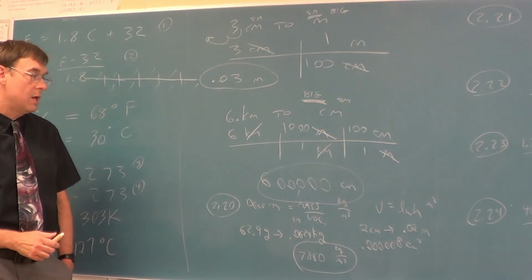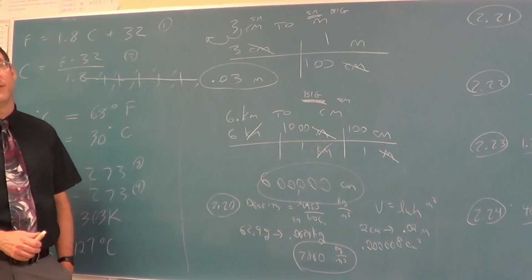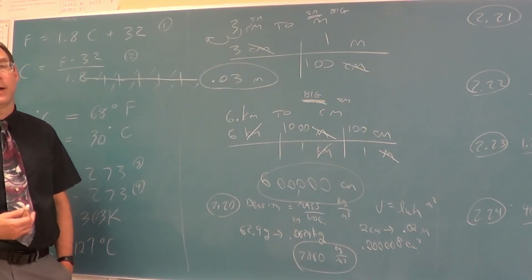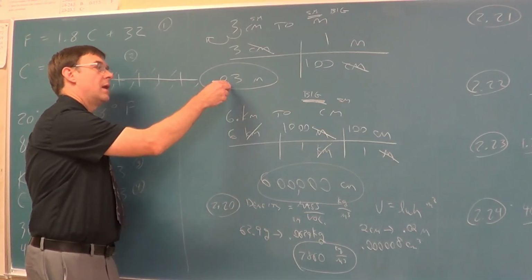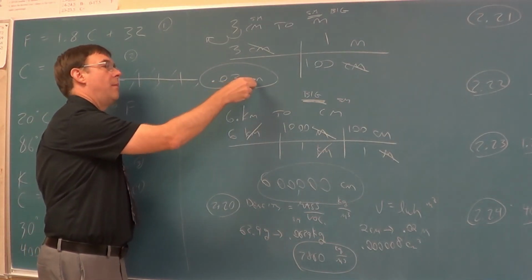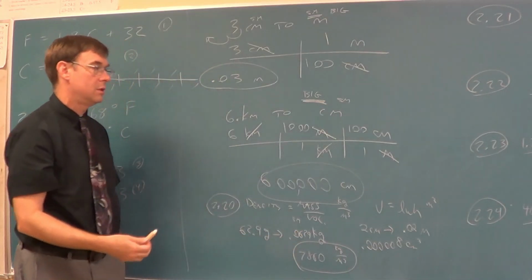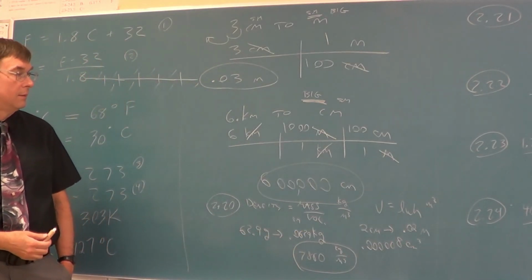One thing you do want to get used to in chemistry, and physics people, you're already going to be pretty good at this: every answer should have a number and a unit. So never just give me a number. Everything's going to have a number and a unit, every time. Numbers and units, over and over again.